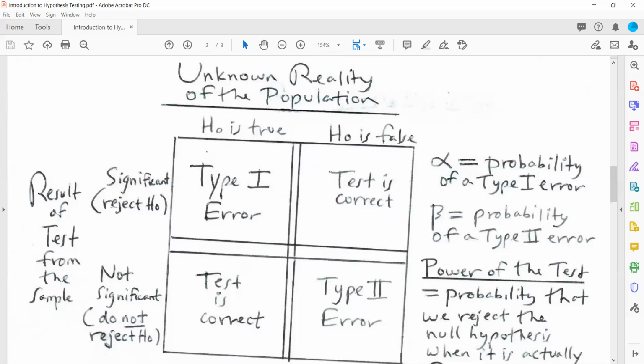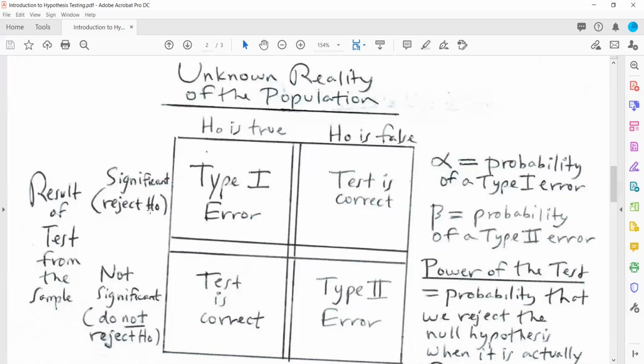Now what we're going to do is match the result of the test to the unknown reality. Along this column is the actual reality that the null hypothesis is true, and along this column is the actual reality the null hypothesis is false. One of these two is correct, but we don't know which one. Suppose we reject the null hypothesis. Why do we reject it? We think that the alternative hypothesis is true. There's enough evidence for that. Well, if we reject the null hypothesis, but the null hypothesis is true in reality, we've made a mistake. That's an error, and we call it a type 1 error.